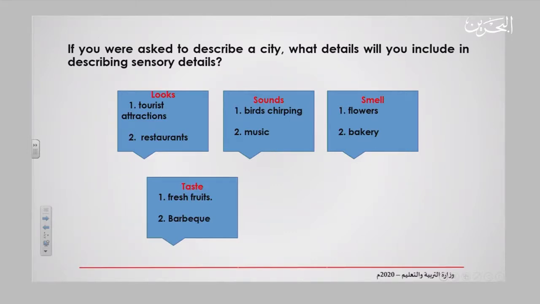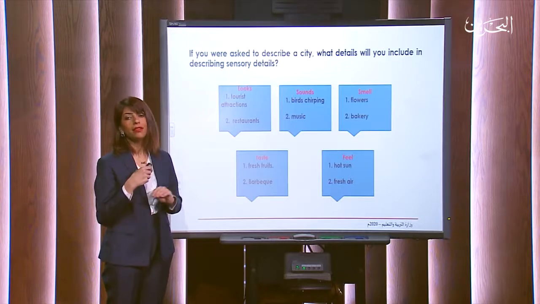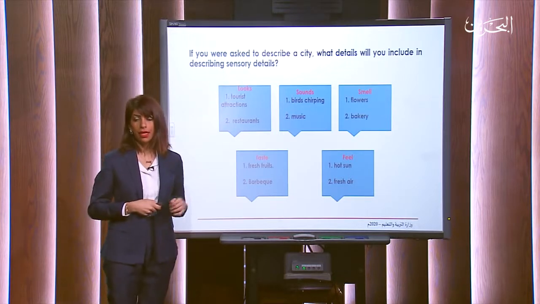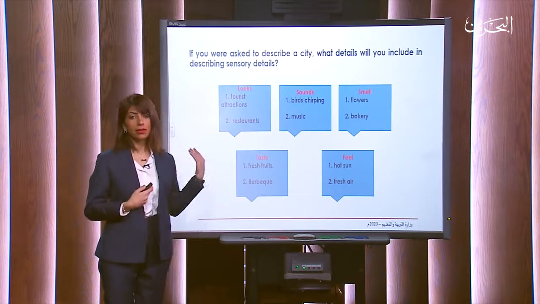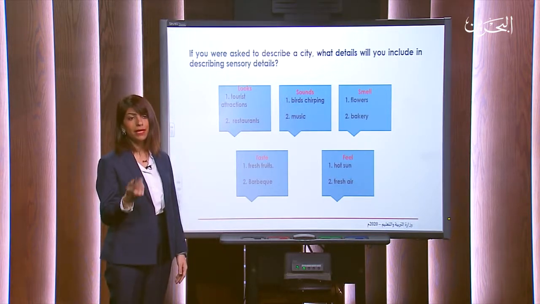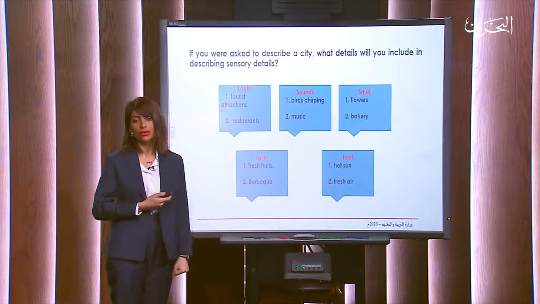Finally, the feel: hot sun and fresh air. Of course, you will feel the heat from the hot sun and you could feel the fresh air. These are just examples. You can add or omit some of these ideas according to the place or the thing that you're going to describe in your email.